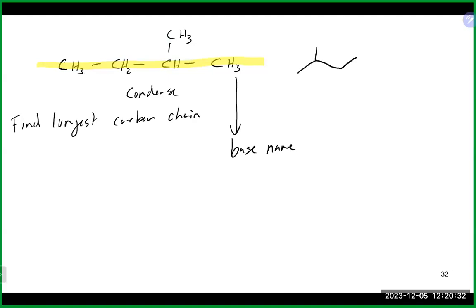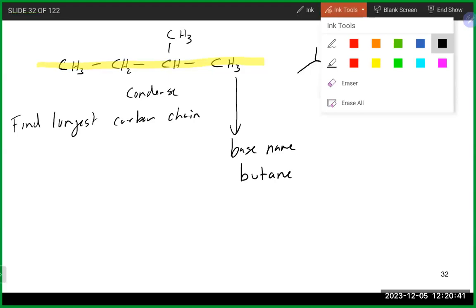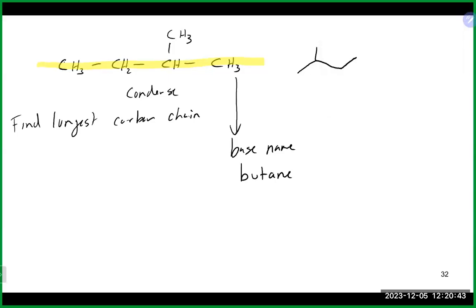As we saw in that list we just made, 4 carbons is butane. So the base of this name is going to be butane. And if we were doing this, by the way, over here on this one, we would do the same: 1 carbon, 2 carbons, 3 carbons, and 4 carbons would be, again, our longest carbon chain.